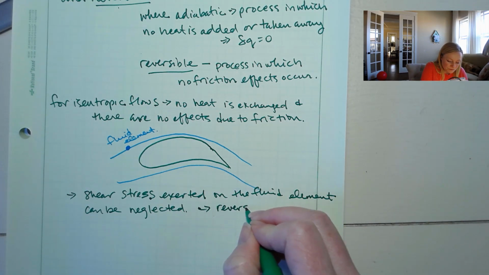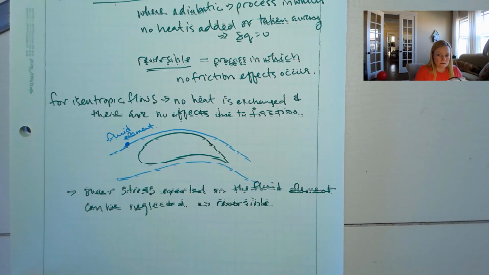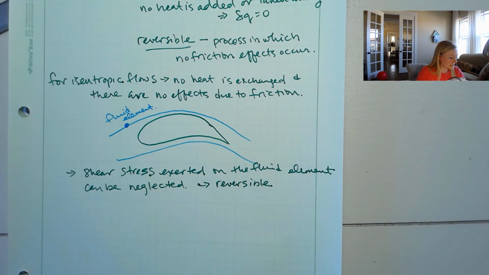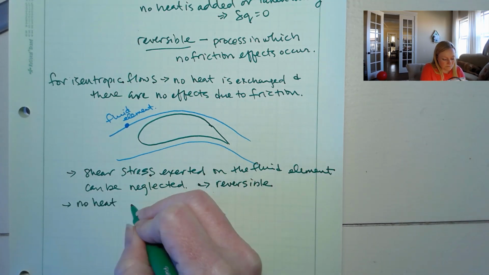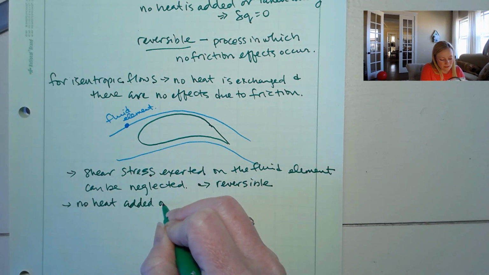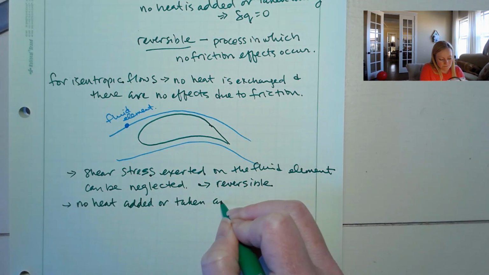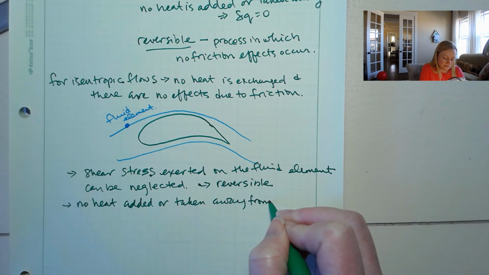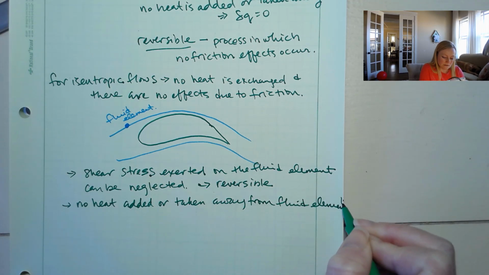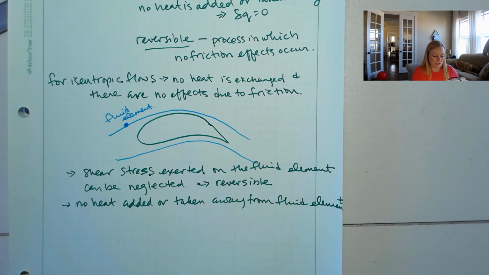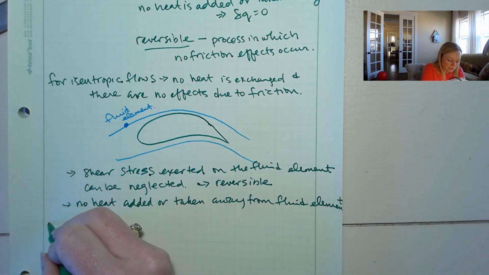So let's just put reversible, so we can ignore that shear stress. And then again, we're not going to have any heat that's added or taken away from the fluid element. So that delta Q is going to be 0.